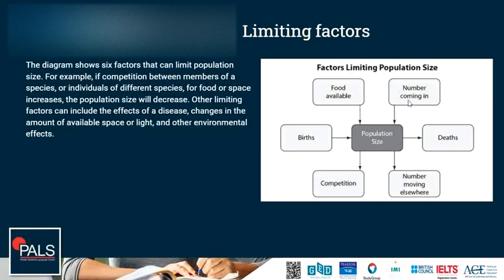Factors that usually increase the population size are births, food availability, and migrating individuals into the population. Factors that decrease population size are competition, emigration, individuals moving out of the population into a different population, and deaths.